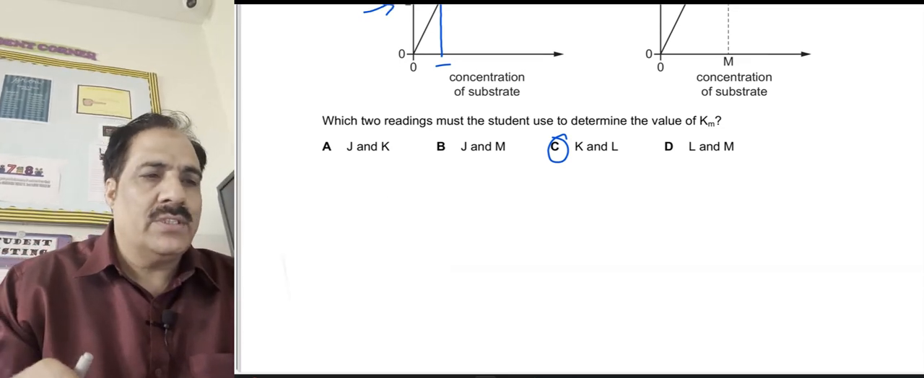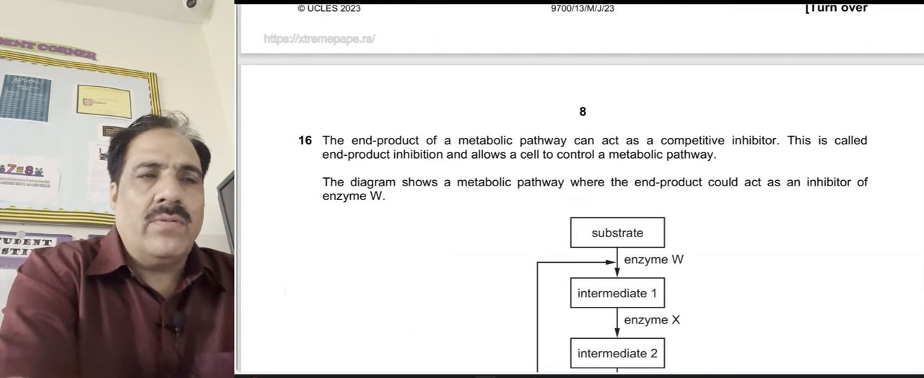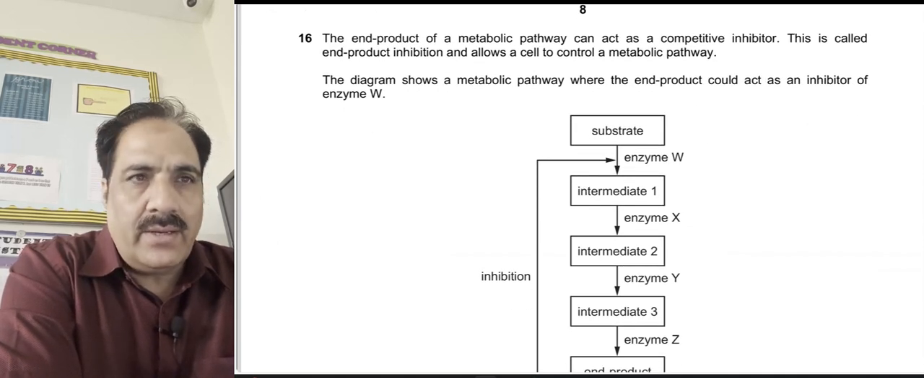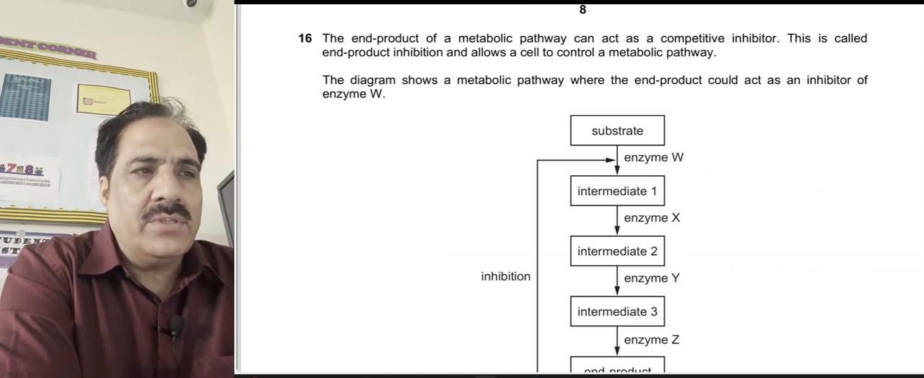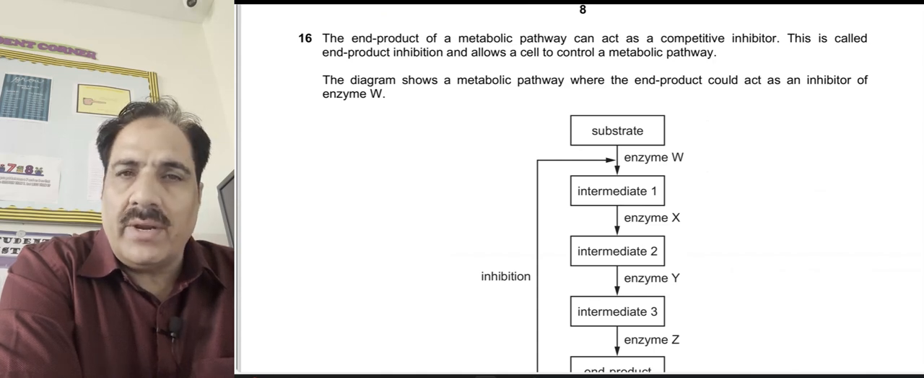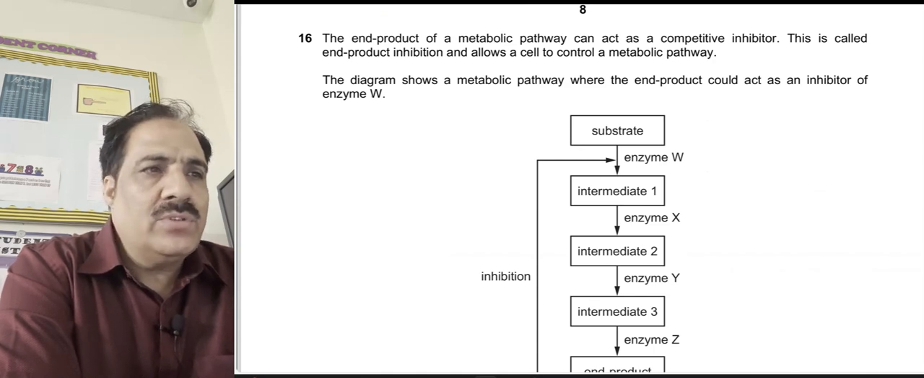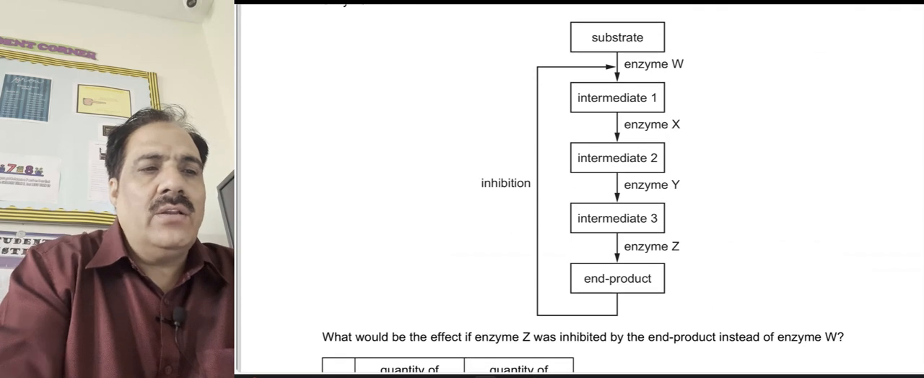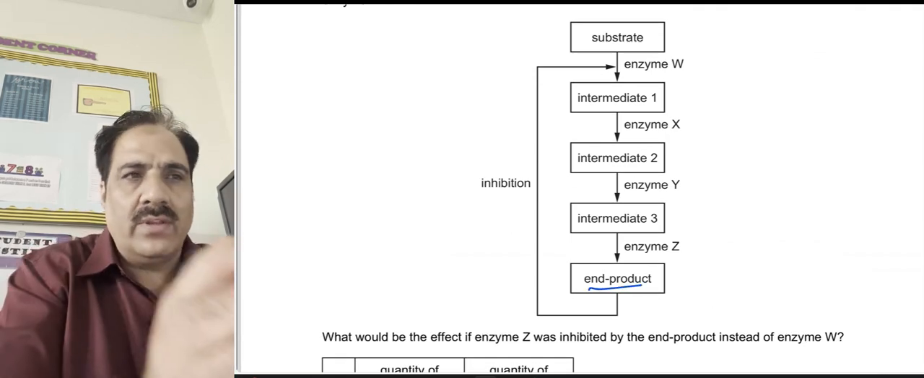Moving to question number 16. The end product of a metabolic pathway can act as a competitive inhibitor. This is called end product inhibition and allows a cell to control a metabolic pathway. The diagram shows a metabolic pathway where the end product could act as an inhibitor of the enzyme W. So if this is the end product here, it acts as an inhibitor for the enzyme W.